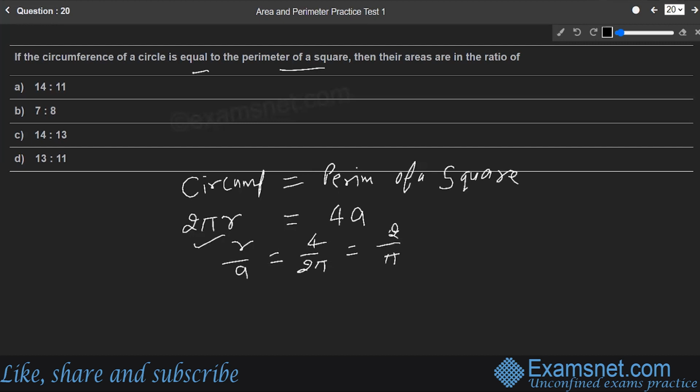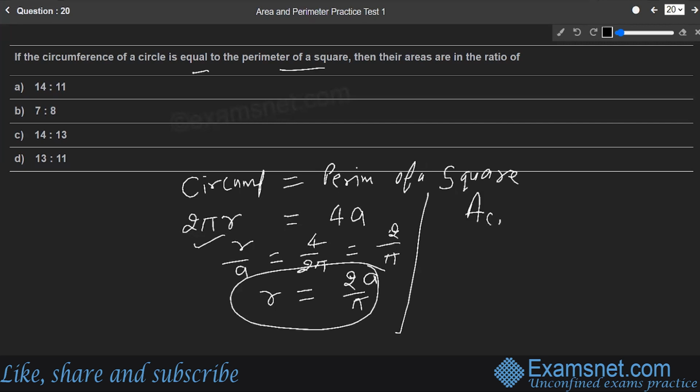So this is what r by a is, or we can say the radius is nothing but twice of a by pi, where a is the side length of the square. Now he wants us to calculate the ratio of the areas. So let's say the area of the circle we'll take first, because that is first in the order, and then the square. So area of circle is to area of square.